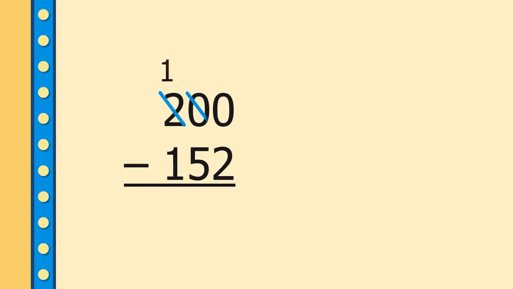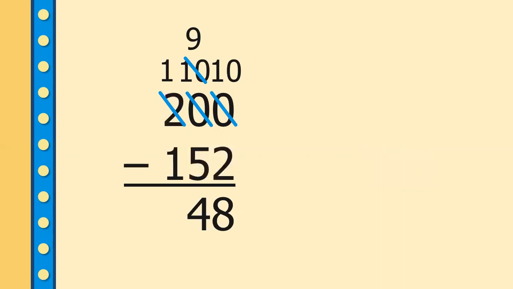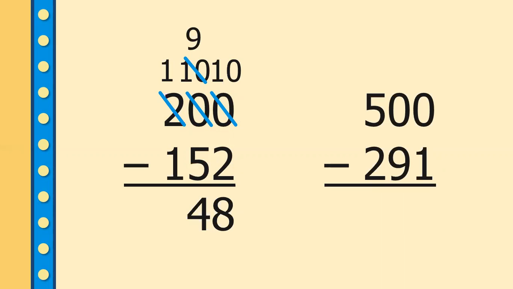Okay, so let's see how you did. 10 minus 2 should have an 8. 9 minus 5 is 4. And 1 minus 1 is 0. That should be 48. Hopefully you got that right. If not, look at my work versus yours and see where you made your mistake. Next one, 500 minus 291. Again, pause it. Try it on your own. Remember how we borrow.